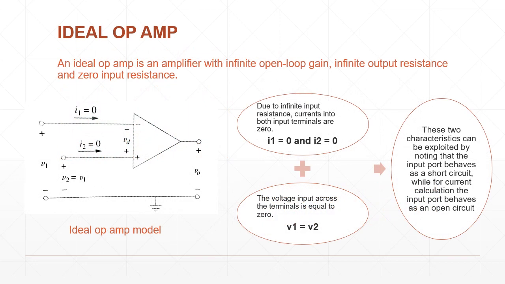An ideal op-amp is an amplifier with infinite open-loop gain, infinite input resistance, and zero output resistance. Due to infinite input resistance, currents into both input terminals are zero. The voltage across the input terminals is equal to zero. These two characteristics can be exploited by noting that for voltage calculation, the input port behaves as a short circuit, while for current calculation, the input port behaves as an open circuit.